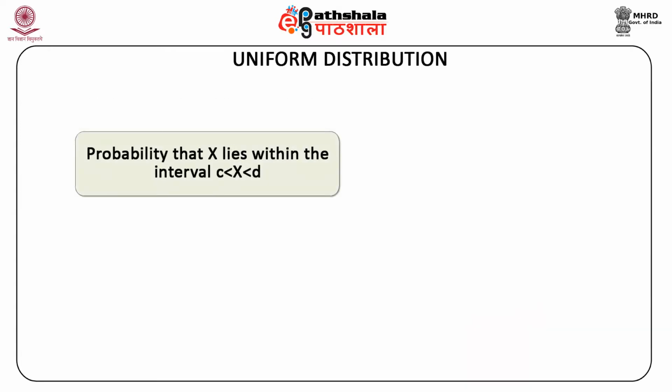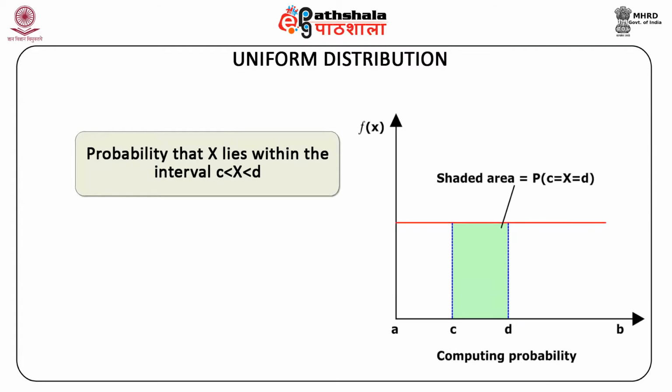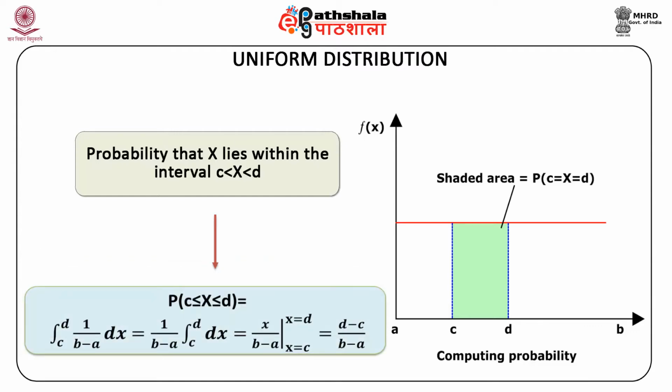The probability that x lies within the interval between c and d, where c is greater than a, while b is greater than d, can be computed as the probability P(c ≤ x ≤ d), which is the integration with limits from c to d of 1 divided by (b minus a) dx, which is equal to 1 divided by (b minus a) times the integration from c to d of dx, which is equal to x divided by (b minus a), evaluated from x equal to c to x equal to d, which is equal to (d minus c) divided by (b minus a). This is shown by the shaded area in the figure.